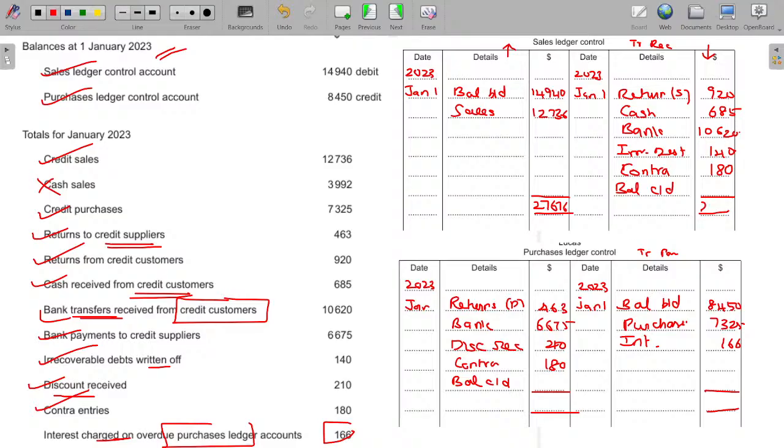27,676, 27,676. The balance carried on being 15,131, and rewrite here as balance 15,131. Balance brought down Feb 1. On tallying this, 15,941, 15,941, and here 8,413, 8,413. Feb 1 balance brought down. Okay, we got this one.